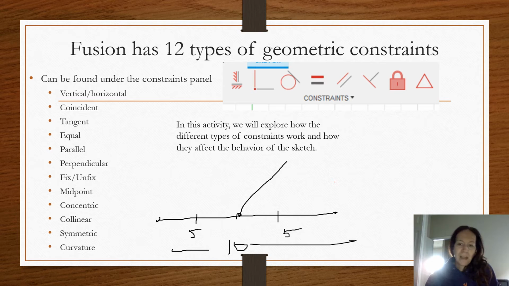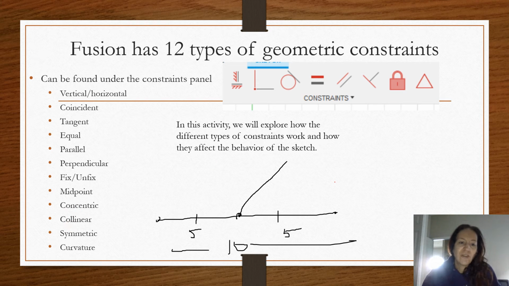So if you dimension it with a dimensional constraint and then you change the 10 to a 12, there's no real predicting where this point is going to go. It might stay at 5 and then you'll have 7 on the other side and it's no longer in the middle. But if you do a midpoint constraint and then you change the 10 to a 12, it's going to make sure that this stays in the middle no matter what. Now we lose the icons up there.